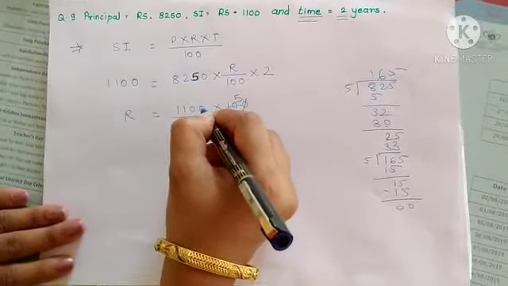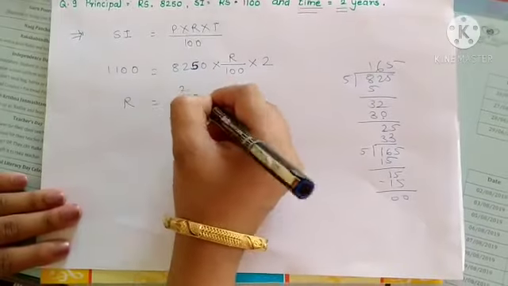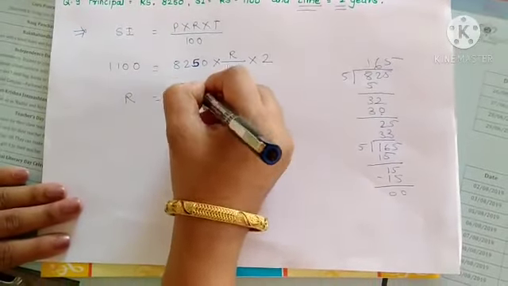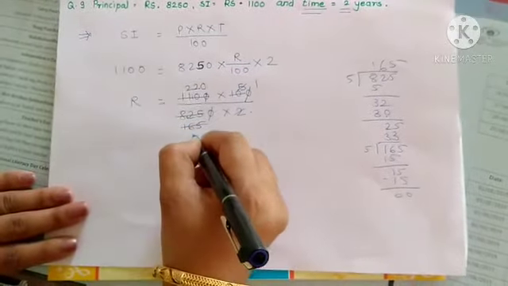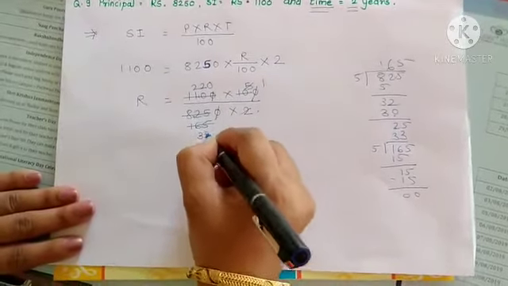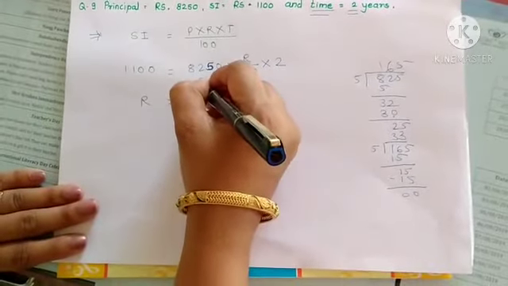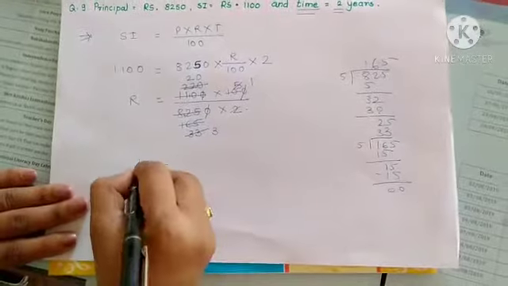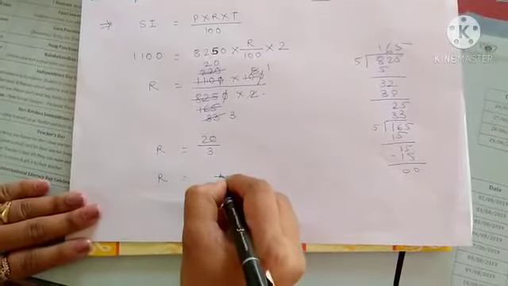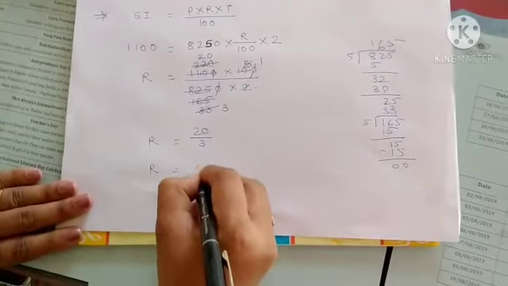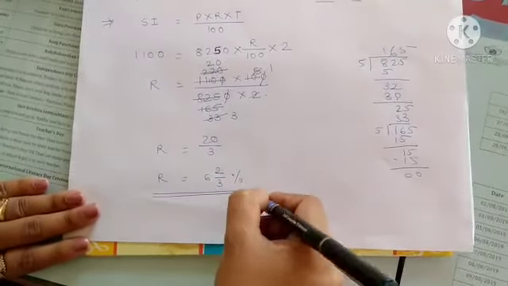Again I am going to reduce this. 5 2s are 10, 1, 5 2s are 10 and again 0. Now this 5 1s are 5, 5 3s are 15, 5 3s are 15, 11 3s are 33, 11 2s are 22 and 0, means R is equal to 20 upon 3. As we can write this as 3 6s are 18, 18 plus 2 is 20. 20% is the rate of interest.